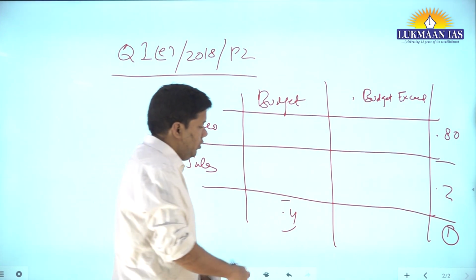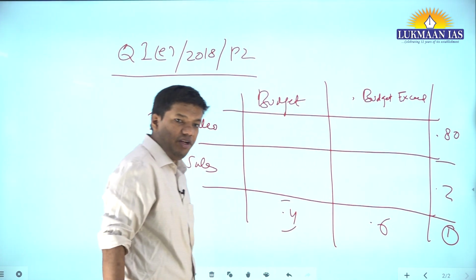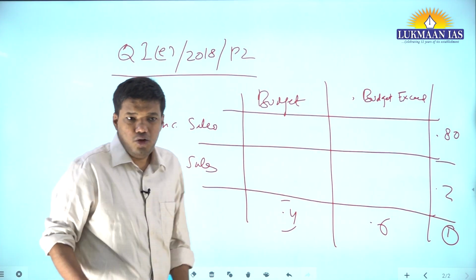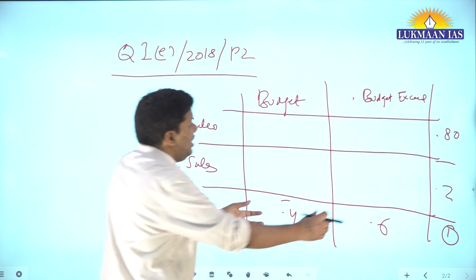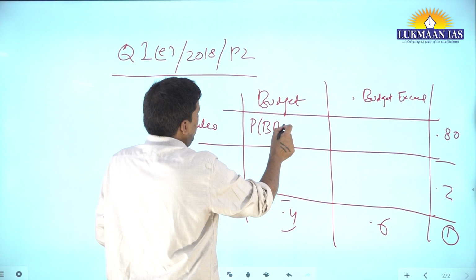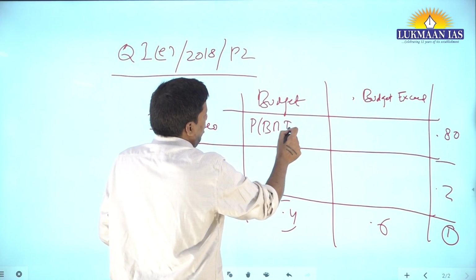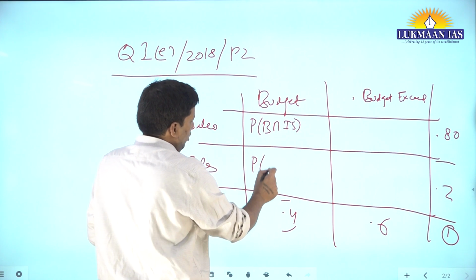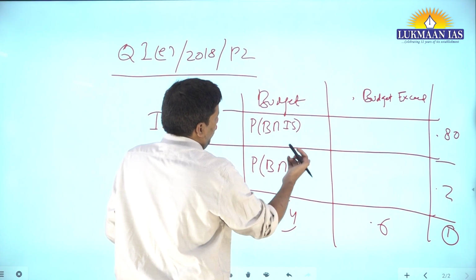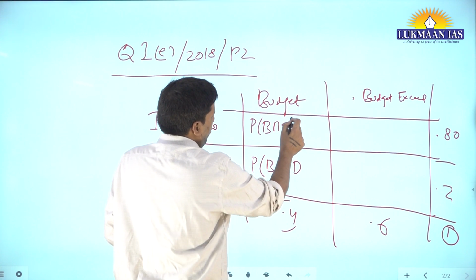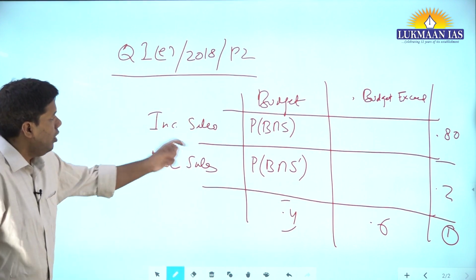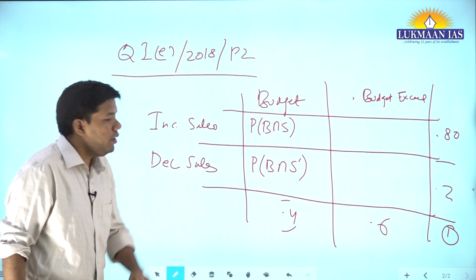Right? Yes, sir. So it will be 0.6. Fine. Now what they have given you, both budget and the sales things are independent. So generally what you will write is budget intersection increase sale. Here you will write probability of budget intersection decrease sale. But what I will do, I will indicate sale by S and decrease sale by S complement. Fine. And now you are given that these two events are independent.